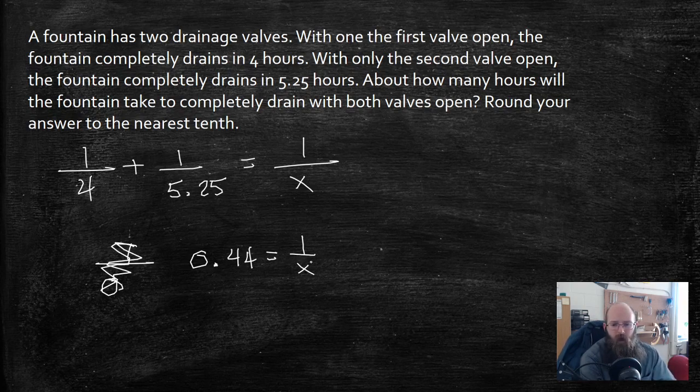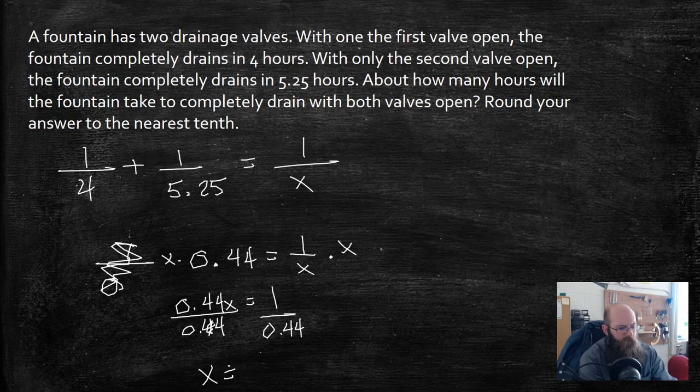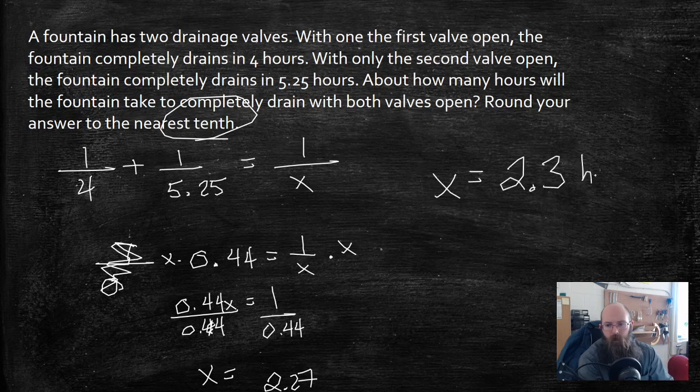All right, and now I don't like this x in the bottom, so I'm going to multiply by x. Multiply by x. So now I have 0.44x equals 1. And I need to divide by 0.44. And x equals 1 divided by 0.44, and I get about 2.27. But it was specific. It said round to the nearest tenth. So x equals 2.3 hours.